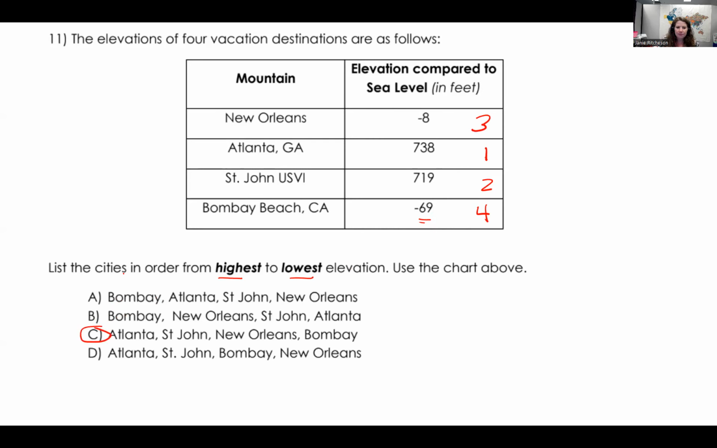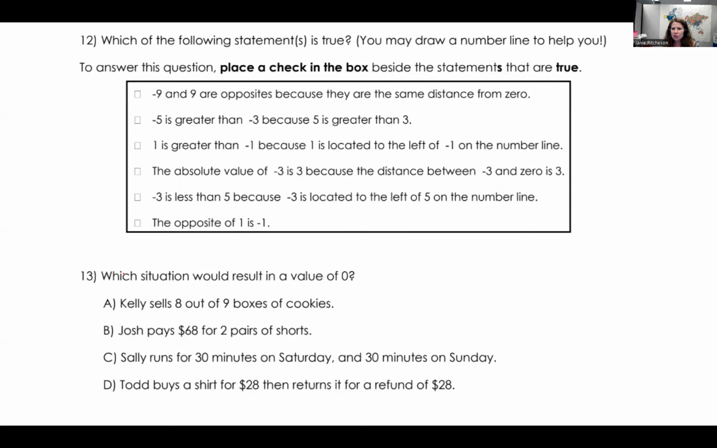Yep, that's right. Which of the following statements is true? You may draw a number line to help you. To answer this question, place a check in the box beside the statements that are true. -9 and 9 are opposites because they're the same distance from 0. Oh, that's a good answer. I like that.